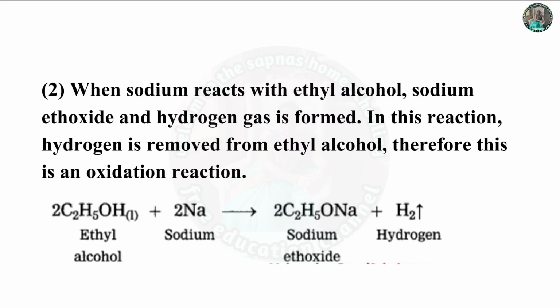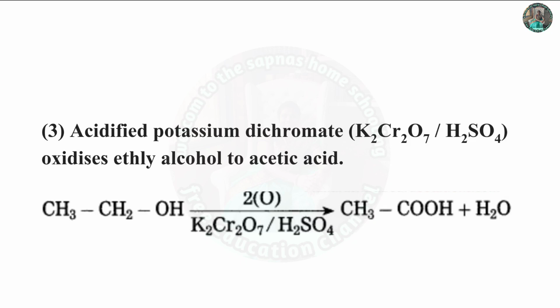Second, when sodium reacts with ethyl alcohol, sodium ethoxide and hydrogen gas is formed. In this reaction, hydrogen is removed from ethyl alcohol, therefore this is an oxidation reaction. Third, acidified potassium dichromate oxidizes ethyl alcohol to acetic acid. So this is how it looks.